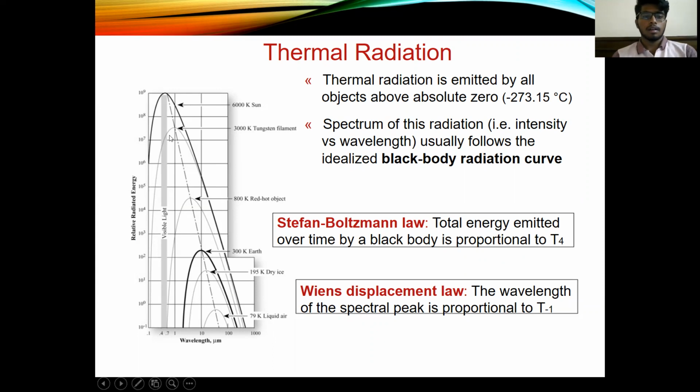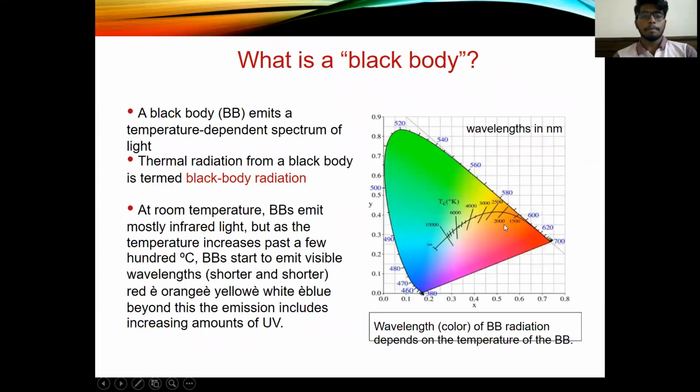Here are some Kelvin temperatures according to thermal radiation. 79 K liquid air, 195 K dry ice, 300 K earth, 1800 K red hot object, 3000 Kelvin tungsten filament, 6000 Kelvin sun. Okay, what is a black body?